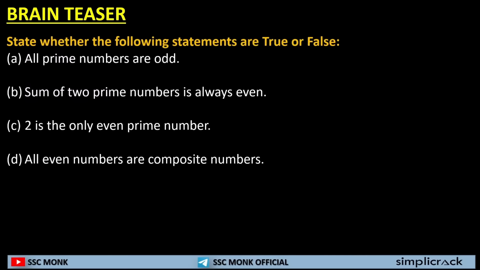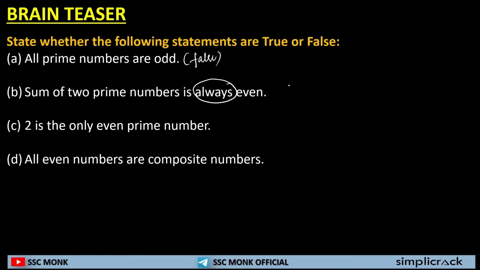Let's start with a brain teaser. All prime numbers are odd. Is it true or false? It is false, because 2 is also a prime number and it is even. Clear? Now it is saying the sum of two prime numbers is always even. Now see, always means in every case.